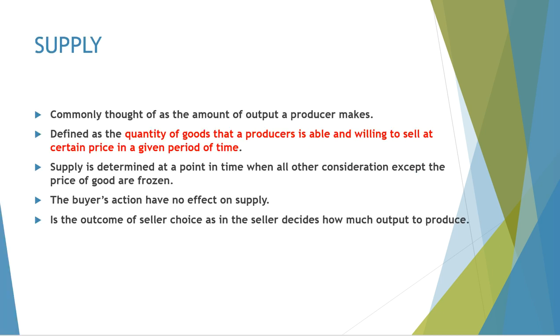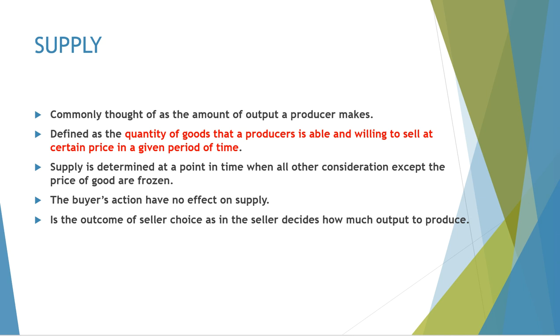So, as we all know, demand is driven by the user, by the buyer. Opposite to demand, supply is derived by the supplier, by the seller, by the producer. Those are the same thing. So supply is commonly thought of as the amount of output a producer can make. Berapa banyak yang producer tu dapat produce the product.